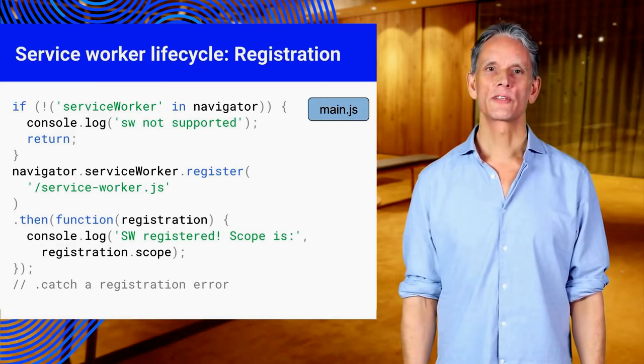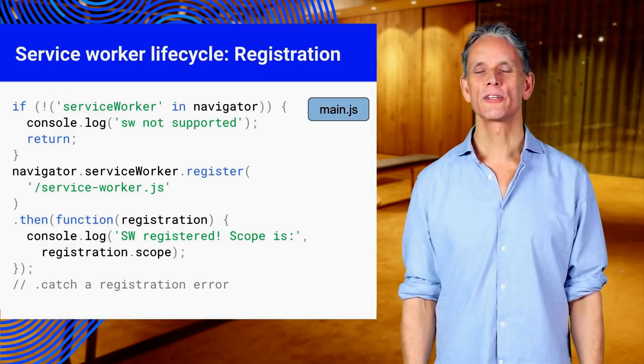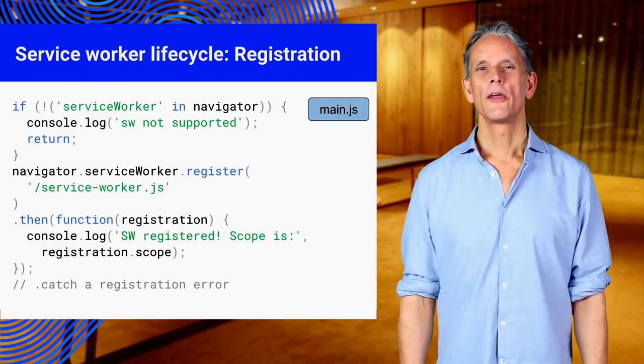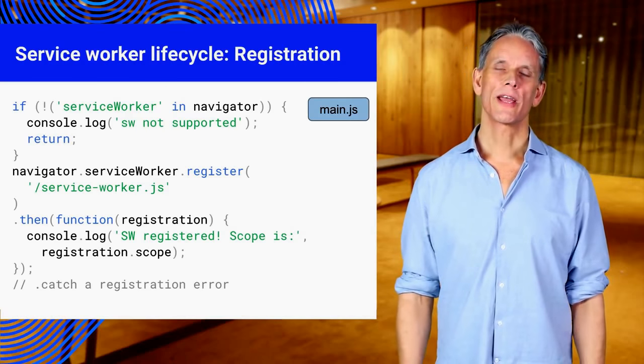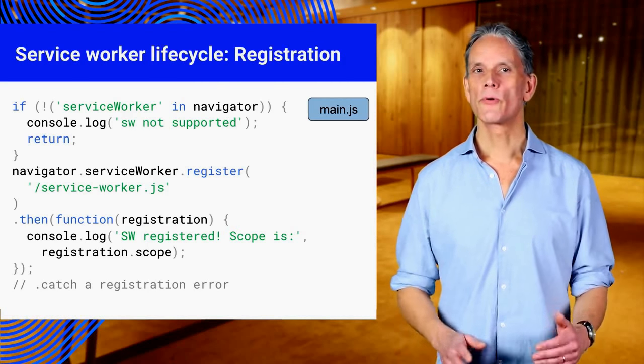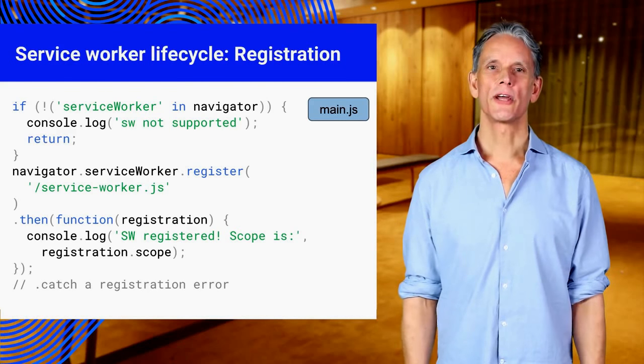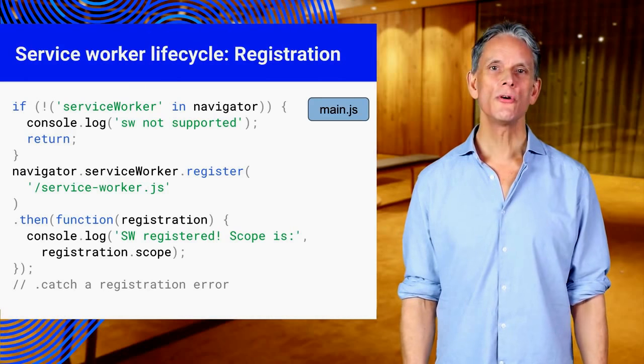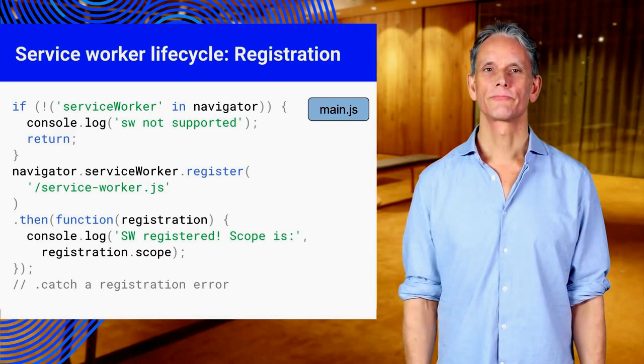The scope of the service worker is then logged with registration.scope. You can attempt to register a service worker every time the page loads, and the browser will only complete the registration if the service worker is new or has been updated.